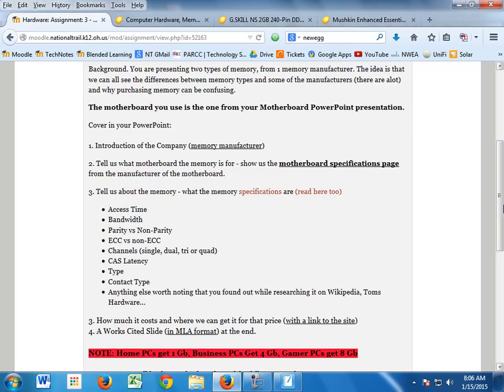So you're presenting 2. You're going to introduce your memory manufacturer. You're going to again tell us the board that you're talking about. You have to say, hey, this is for the Asus blah board, and show us one slide that shows the compatible types of memory that it does. Okay, and then you're going to go into the memory and explain these things as you can find them.